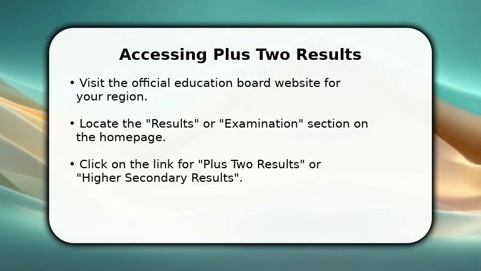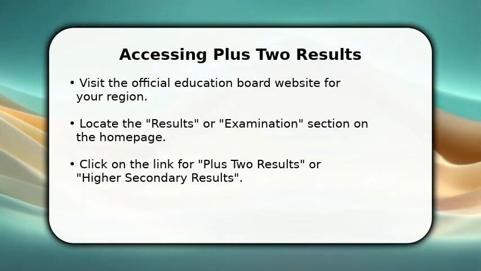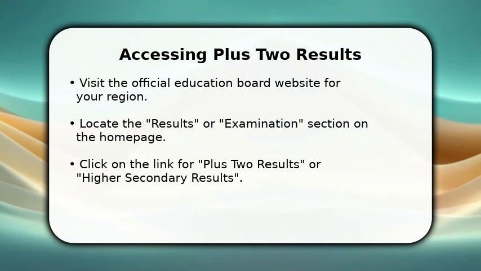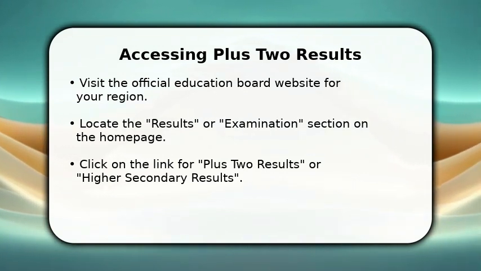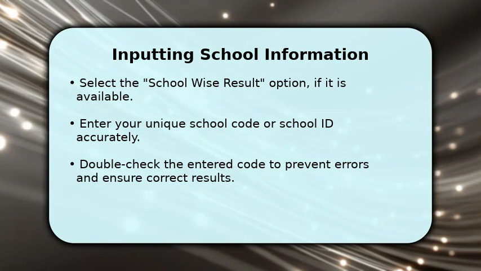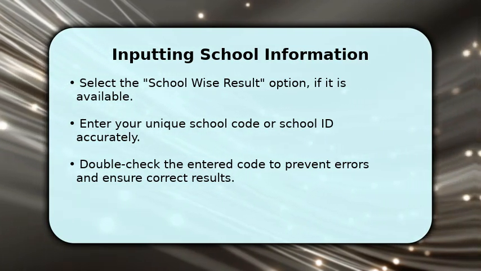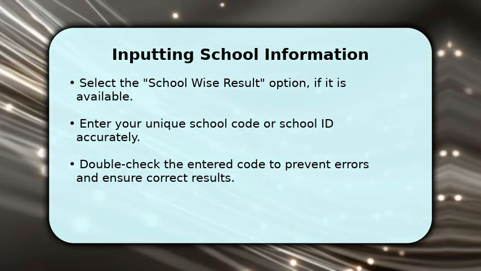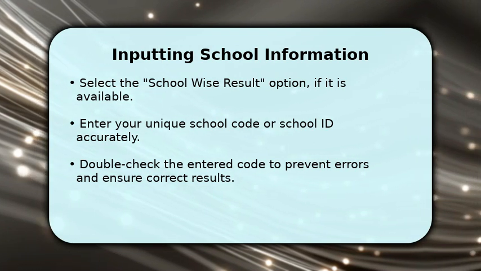This initial step is crucial for accessing the correct portal and ensuring you are on the official platform for result declaration. Next, you will likely see an option for SchoolWise result. Select this. Carefully enter your school's unique code or identification number into the designated field.